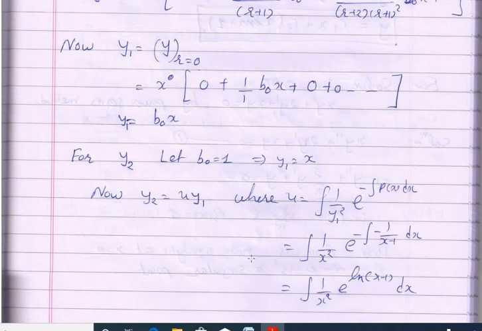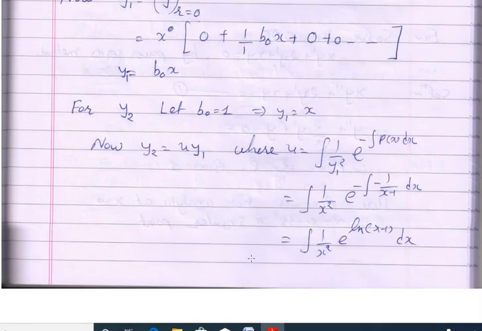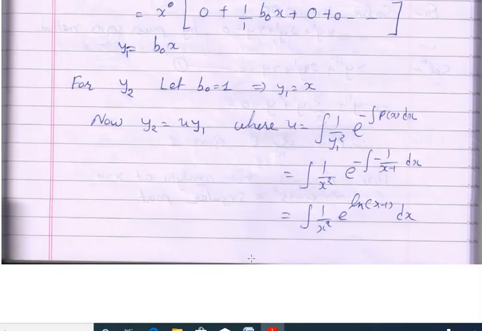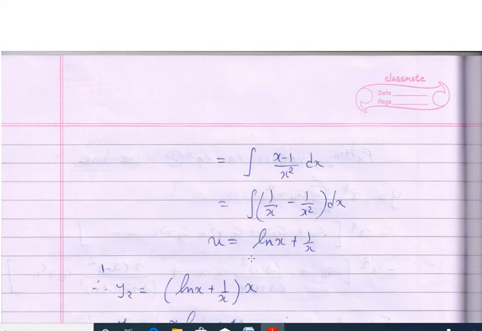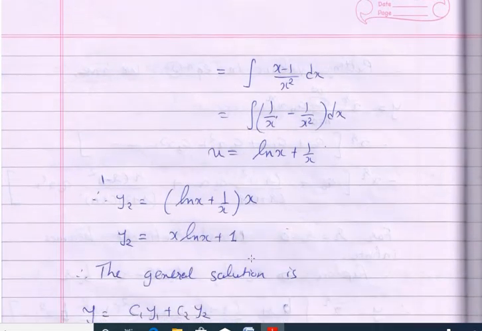So for y2, we are going to ignore the constant, that's why we put b0 equal to 1, and that will give you y2 is equal to u into y1. Putting this value in u into y1, where u is, again by the method of reduction of order, u is equal to 1 upon y1 square e raised to integration minus p dx. Putting the value of p and integrating, that will give you u is equal to log x plus 1 upon x. So y2 will be log x plus 1 upon x, into x, and that will give you y2 is equal to x log x plus 1.